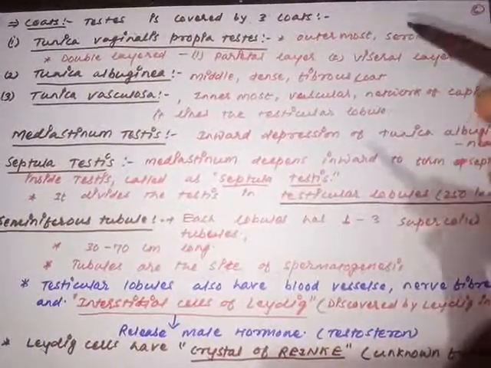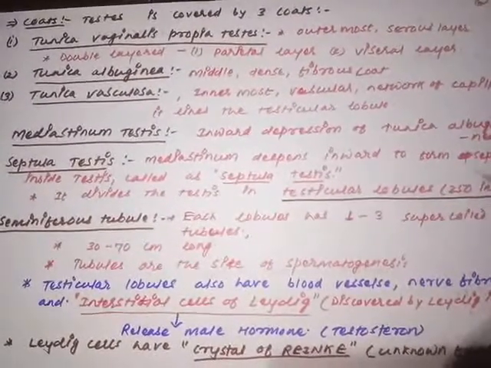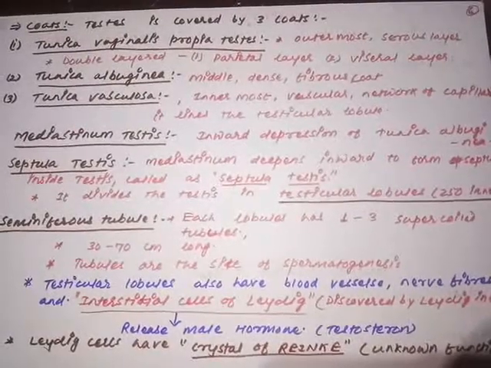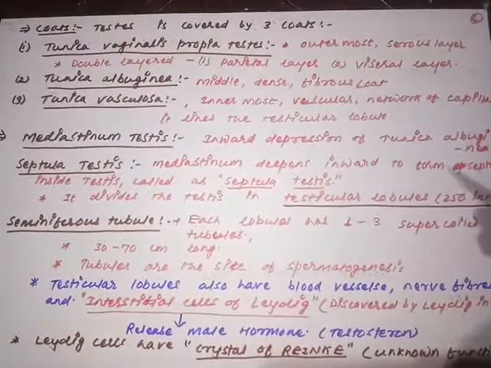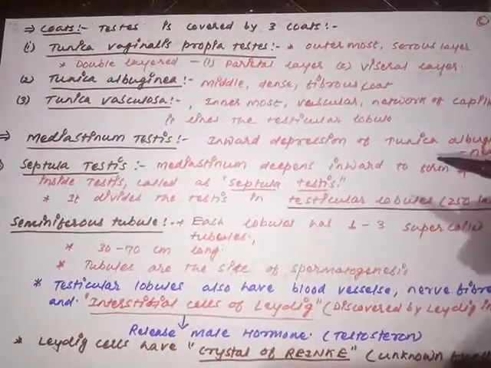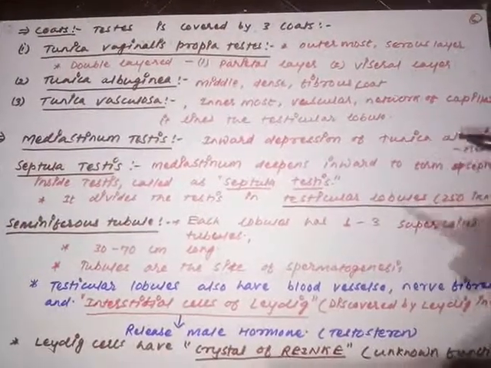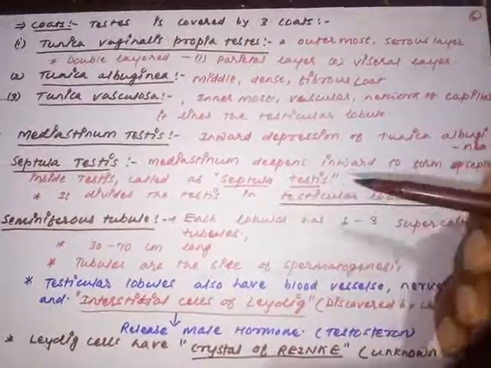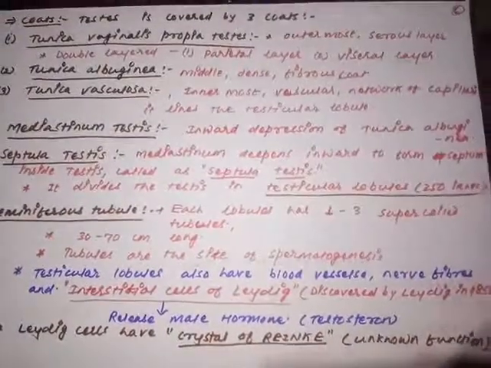The mediastinum testis, which started from the depression of the tunica albuginea, now deepens inside. Because of that continuous deepening, it will form a kind of septa inside the testis cavity. That septum is called the septula testis.